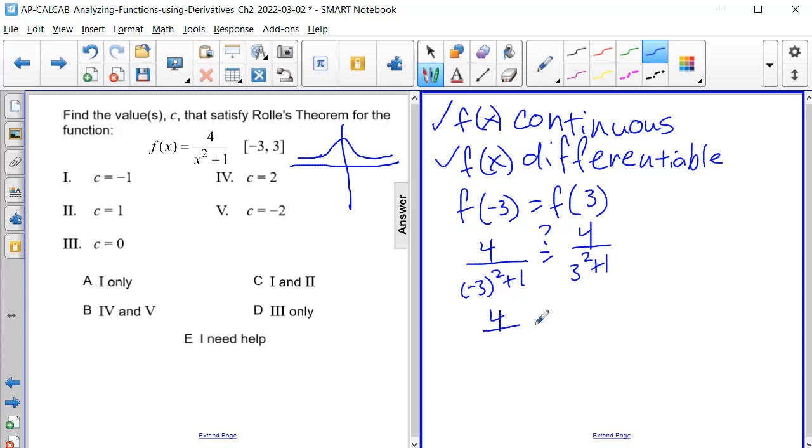So we're going to have 4 over 9 plus 1, which is 10. Is that going to be equal to 4 over 10? Yes, it is. 2/5 is equal to 2/5. So yes, it definitely meets all the conditions of Rolle's theorem. So now let's apply it.